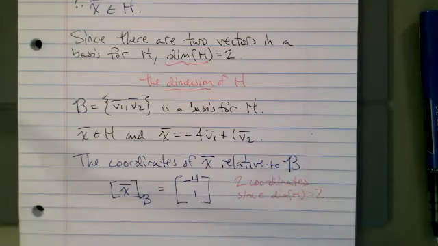To describe X itself, X is in R3, so X has 3 coordinates relative to the standard basis for R3. But X has 2 coordinates relative to the basis B for the two-dimensional subspace H of R3. Any questions?